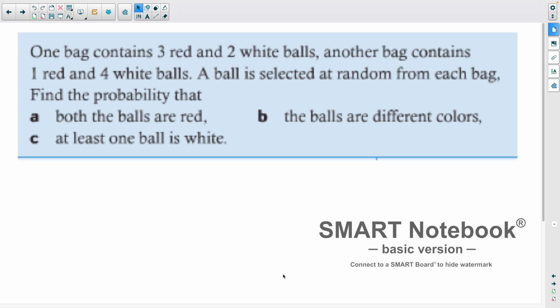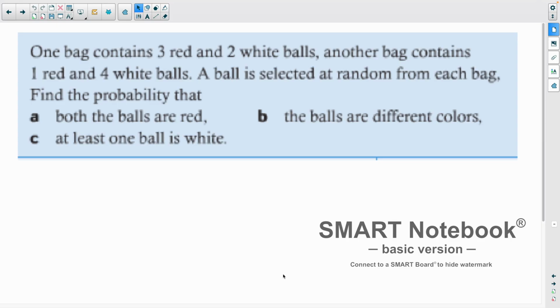We have a container, we have a bag, and it's got 3 red and 2 white marbles or balls in that bag. So I got 3 red, 2 white. I have a separate container that has 1 red and 4 whites in it. All right. If I picked one out of the first container, I picked one out of the second container, would this be independent or dependent? Independent, because whatever I pull out of this one's not going to affect what's over here. All right. So they're separate. So it's independent.